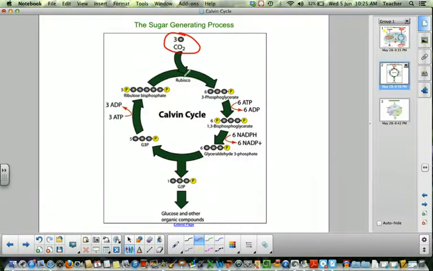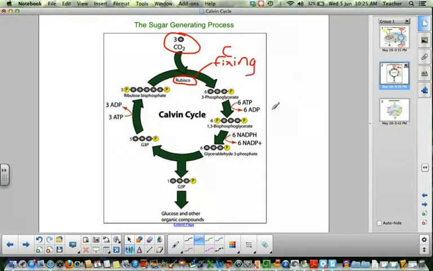Essentially, Rubisco, which is an enzyme, is going to fix the carbon dioxide. And all that really means, for our intents and purposes, is that it's going to attach the carbons that are found in the carbon dioxide to each other. It's going to fix them.